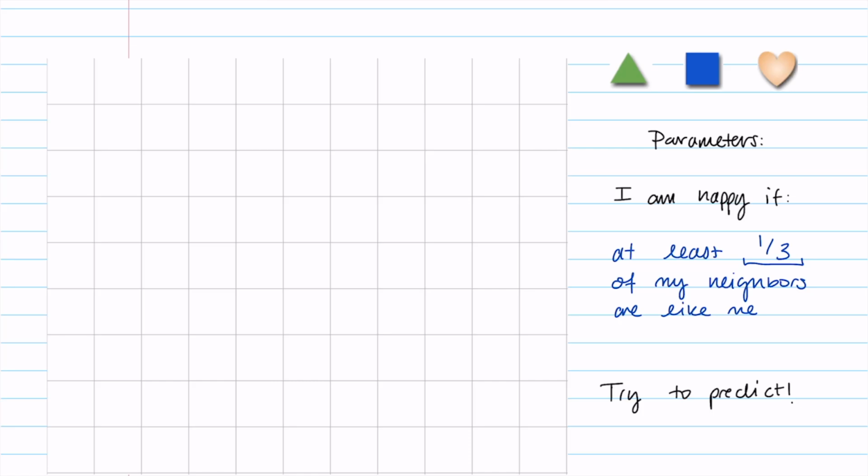So maybe if I have 1/3 of my neighbors are like me, maybe it'll be about the same as what happened last time. But if I instead put 2/3, I think we're going to see clustering. I don't know, that's just my guess. But encourage your students to try to predict a little bit what will happen depending on the decisions they've made. So why don't we go ahead and try this out?